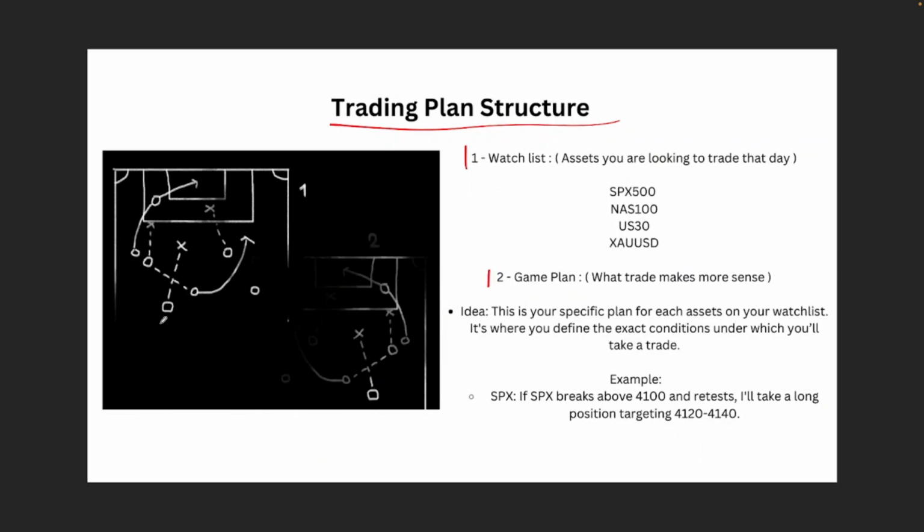So the first one is the watch list, right? Assets that you're looking to trade throughout that day. The most important thing is obviously looking for the setups that make the most sense, right? So I have 4 watch lists over here, which is every single pair that I trade every single day. I have the SPX, I have the NAS, the US30, and the XAUUSD, which is gold.